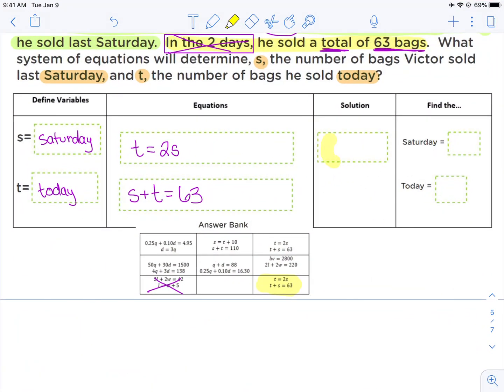So my solution, again, switch to the pen. 21 on Saturday and 42 today. So my Saturday, again, I did it in the form of S comma T. So whichever variable comes first that we're defining, that's going to be your X value, and whichever one comes second is going to be your Y value. So Saturday we have 21, and today we have 42.